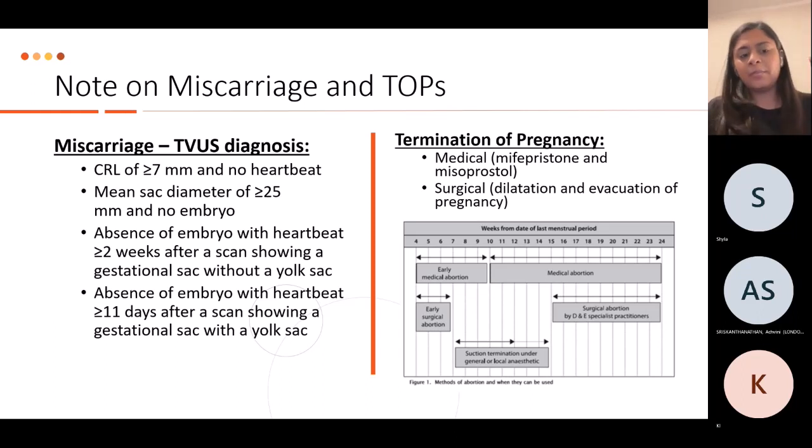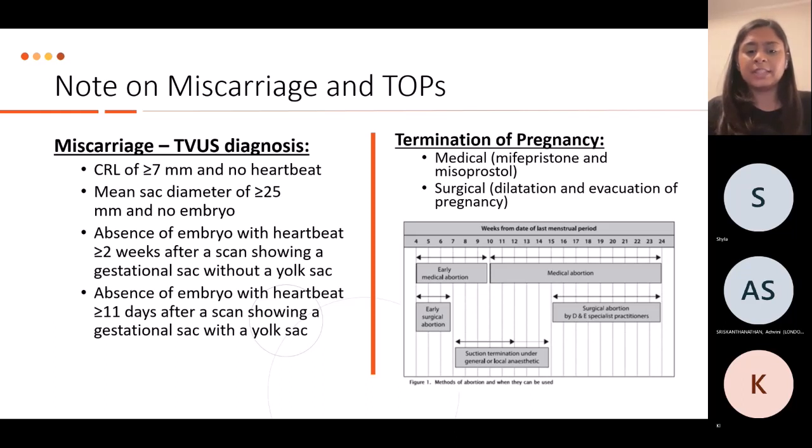Because if the crown rump length is small, then it may be too early, and so you need a repeat scan that shows no increase in size in the crown rump length, and similarly to the sac diameter, to actually prove it is a miscarriage. Because sometimes we just do these scans too early on.